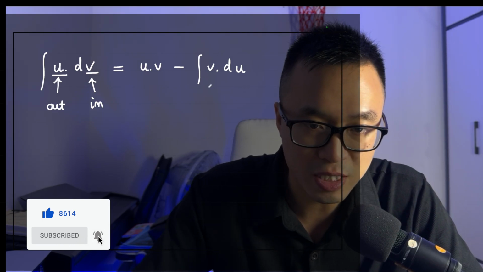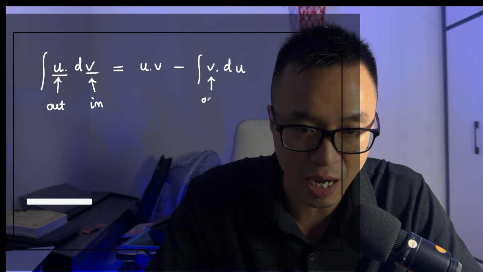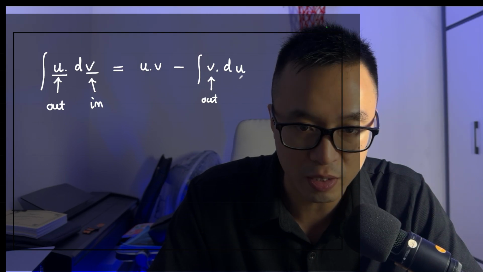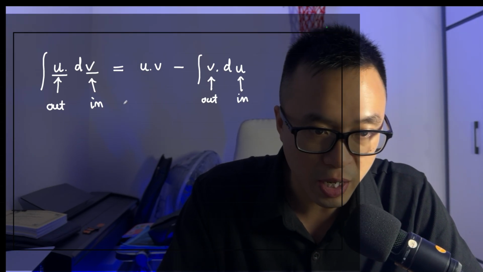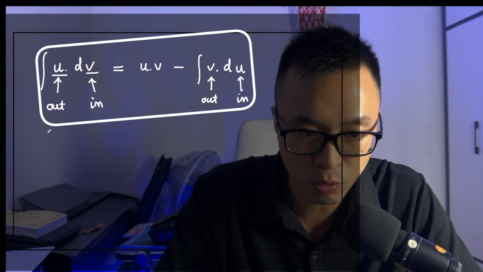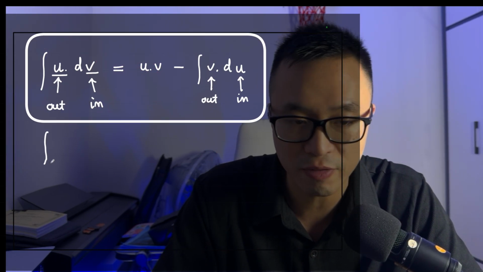After here you can see that the function v will be the outside of the differentiated function and the function u will be the inside of the differentiated function. And you can see now we have two functions only. The first function will be out and the next function will be in.